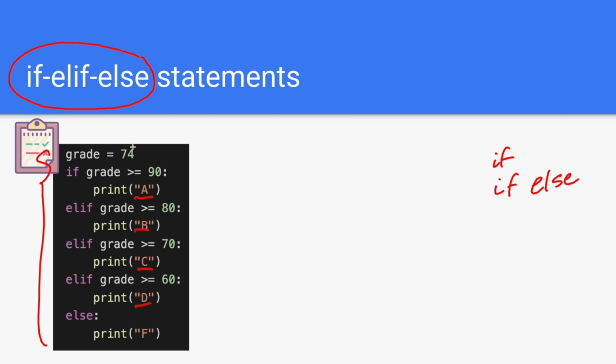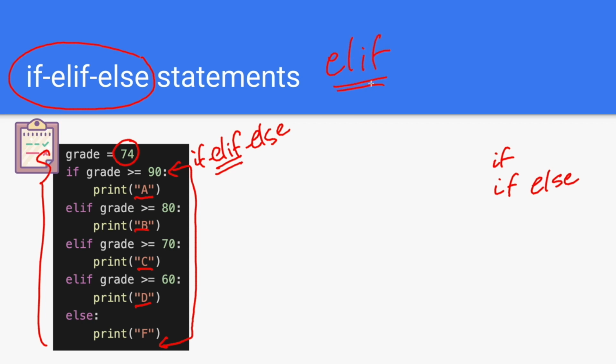So first we start by saying grade is equal to 74. And then all of this is our if-else statement. Notice that I say else if, but the way you actually write it in your code is elif, but it's really an else if statement. In other programming languages, you actually type else if. But anyways, notice that we have one if, many else if, and then one else.